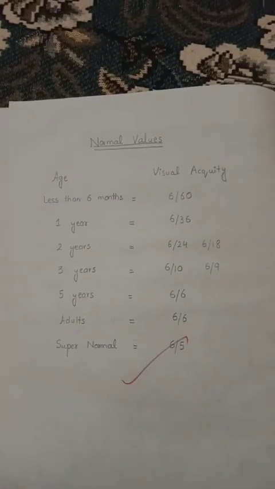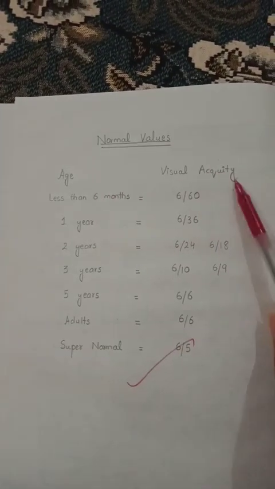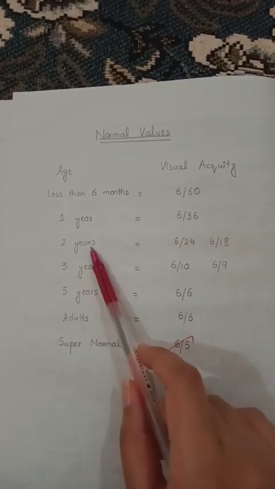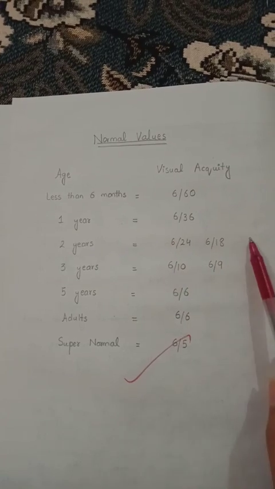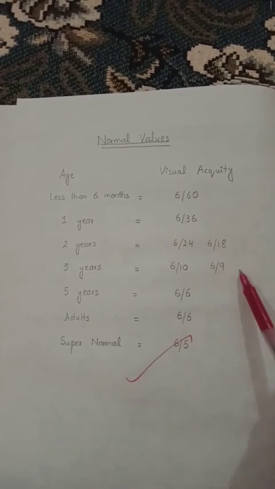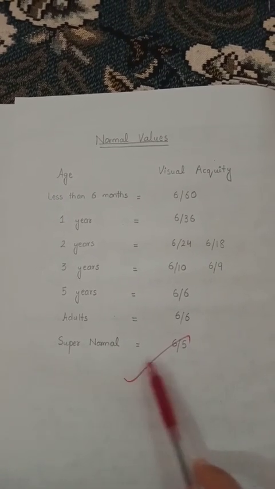Here we will discuss normal values according to age. Visual acuity: less than 6 months is 6 by 60, 1 year 6 by 36, 2 years 6 by 24 and 6 by 18, 3 years 6 by 12 and 6 by 9, 5 years 6 by 6, adults 6 by 6 and supernormal 6 by 5.